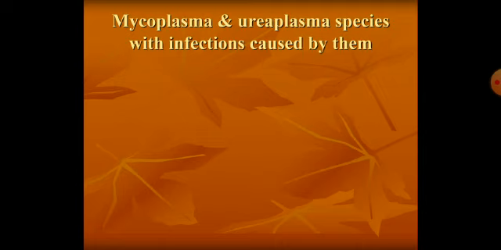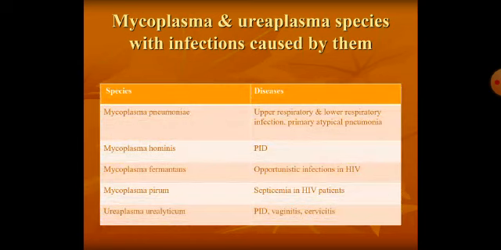In this slide, we will be seeing the different species of Mycoplasma and Ureaplasma which are important for us, and the different infections caused by them. In this table, we can see the different species and each species causing the respective infection. First and the most important one is Mycoplasma pneumoniae, which is known to cause infection of the respiratory tract, both upper as well as lower. It is also known to cause primary atypical pneumonia, which I will be telling you in the following slides.